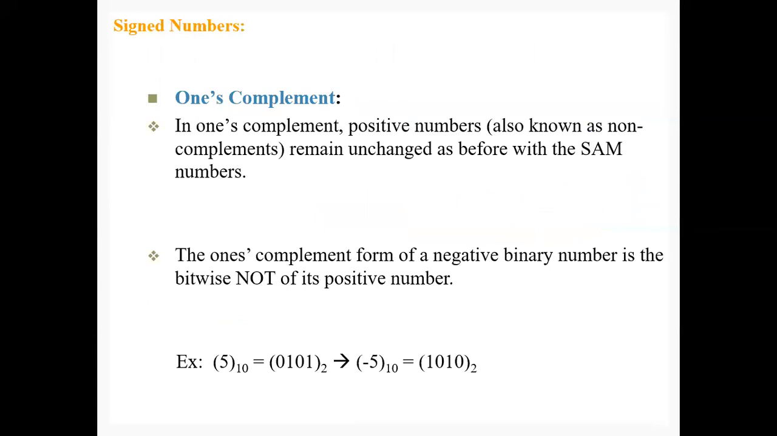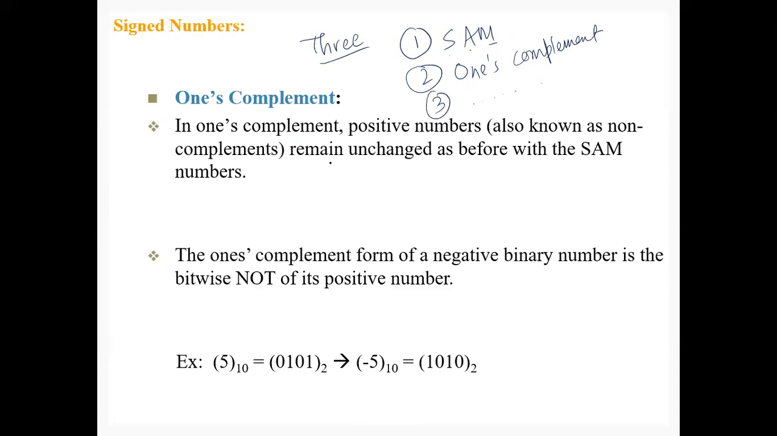So the other representation is 1's complement. We have 3 representations. I just went over number 1, which is SAM, sign and magnitude representation. Number 2 is 1's complement representation. Number 3, I'll be talking about later, okay? So let's talk about 1's complement form. How do you represent signed numbers in 1's complement form?